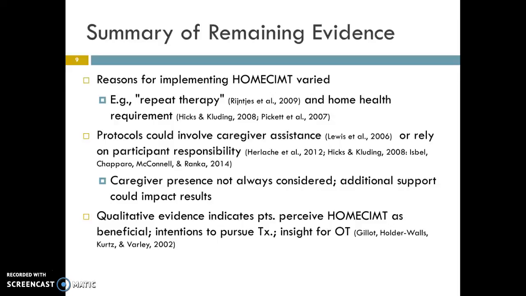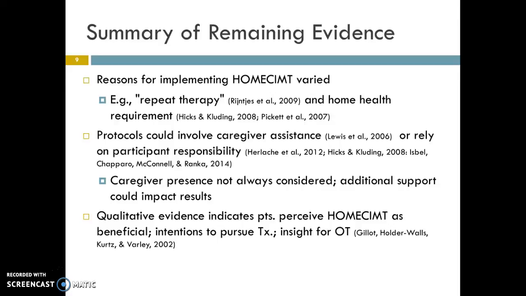influenced the results. Our qualitative evidence indicated that the home CIMT protocol was perceived as beneficial, and the 2 participants expressed they plan to continue engaging in the intervention principles even after the study was done, hoping that they would have greater functional gains in their upper extremity that was affected.